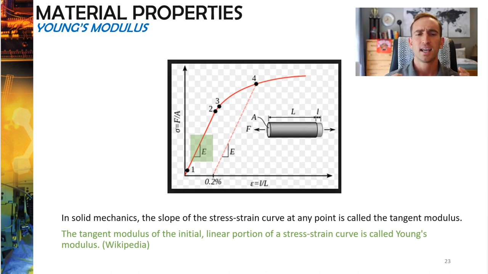So the tangent modulus is kind of what the slope of the stress strain curve is at any given point. The initial portion of the graph, the tangent modulus, is going to be the same as Young's modulus, which is, again, just measuring the stiffness of the material.